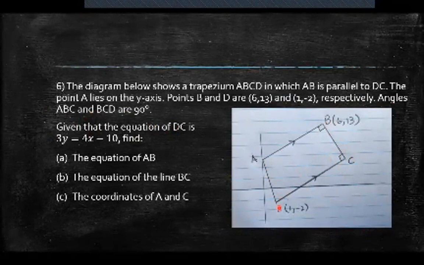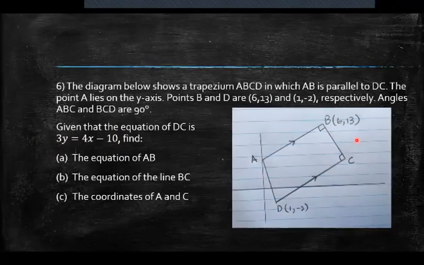Given that the equation of line DC is 3y equals 4x minus 10, they want you to find the equation of AB, the equation of the line BC, and the coordinates of A and the coordinates of C. Please do not get intimidated because it has so many words. We did all of this already.